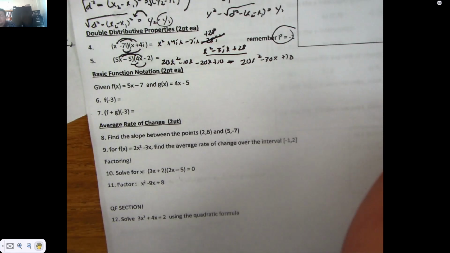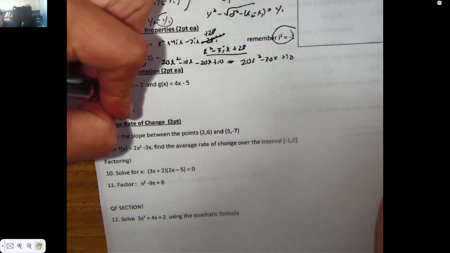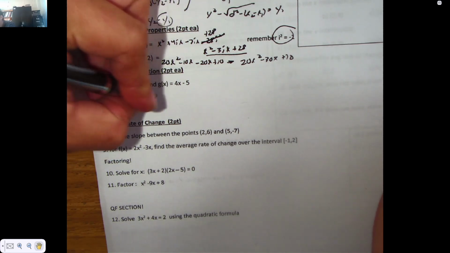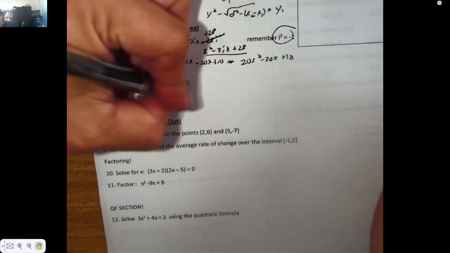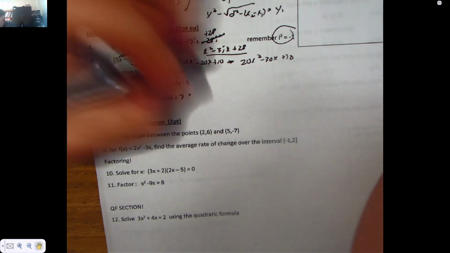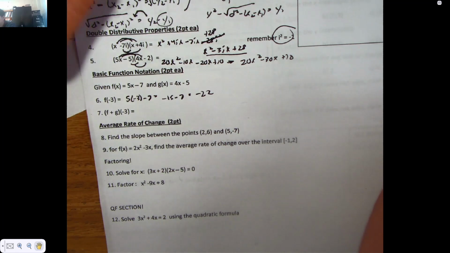All right, basic function notation. You have two functions this time. You have f of x and g of x. First thing you're supposed to do is find f of negative 3. That's going to be 5 times a negative 3 minus a 7, which is negative 15 minus 7, which is not like negative 8 or anything. It's negative 22. Then you're supposed to find f plus g of negative 3.